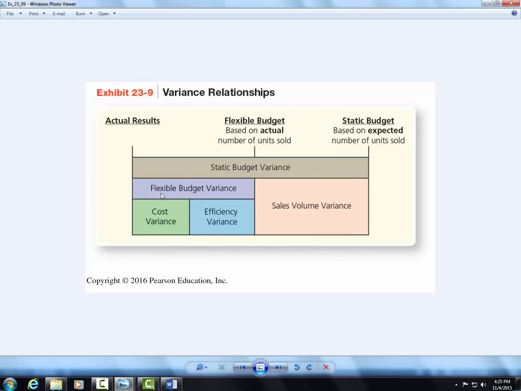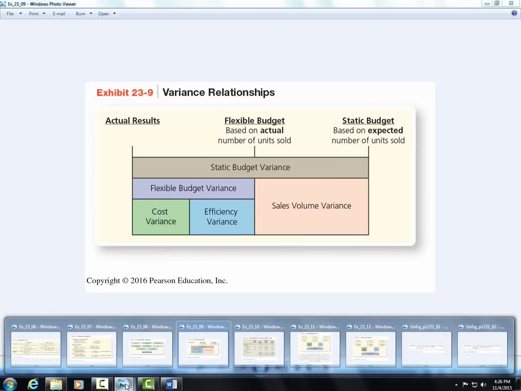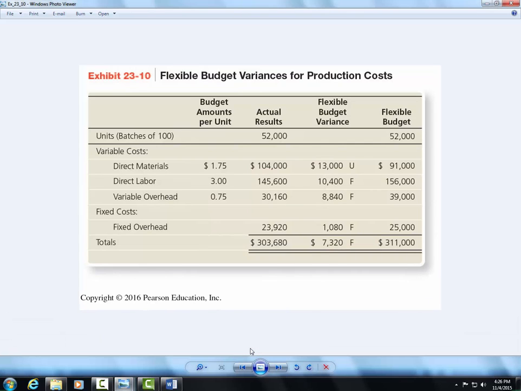Well, we identified areas that may have had favorable or unfavorable variances, but we didn't know whether that was because we paid too much or paid too little, or whether we used too much or too little. And the cost variance and the efficiency variance will tell us that. It will break that flexible budget variance down so that we know whether we paid too much for direct materials or did we use too much direct materials. That's an example. We'll see when we actually plug in some real numbers how this works.